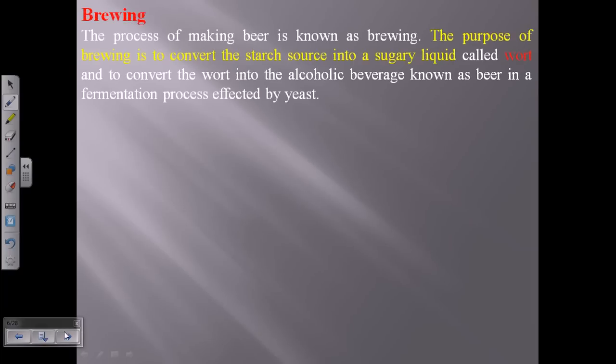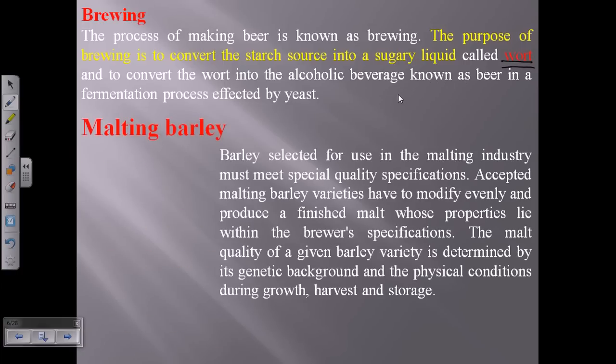Now let's talk about the brewing in a little bit more detail. The process of making beer is simply called brewing, right? I've already talked about that. Once we get everything in the water, like the extract from the hops and the extract from the malt, it is called wort. That watery part containing all the important sugary materials to be fermented is called the wort.